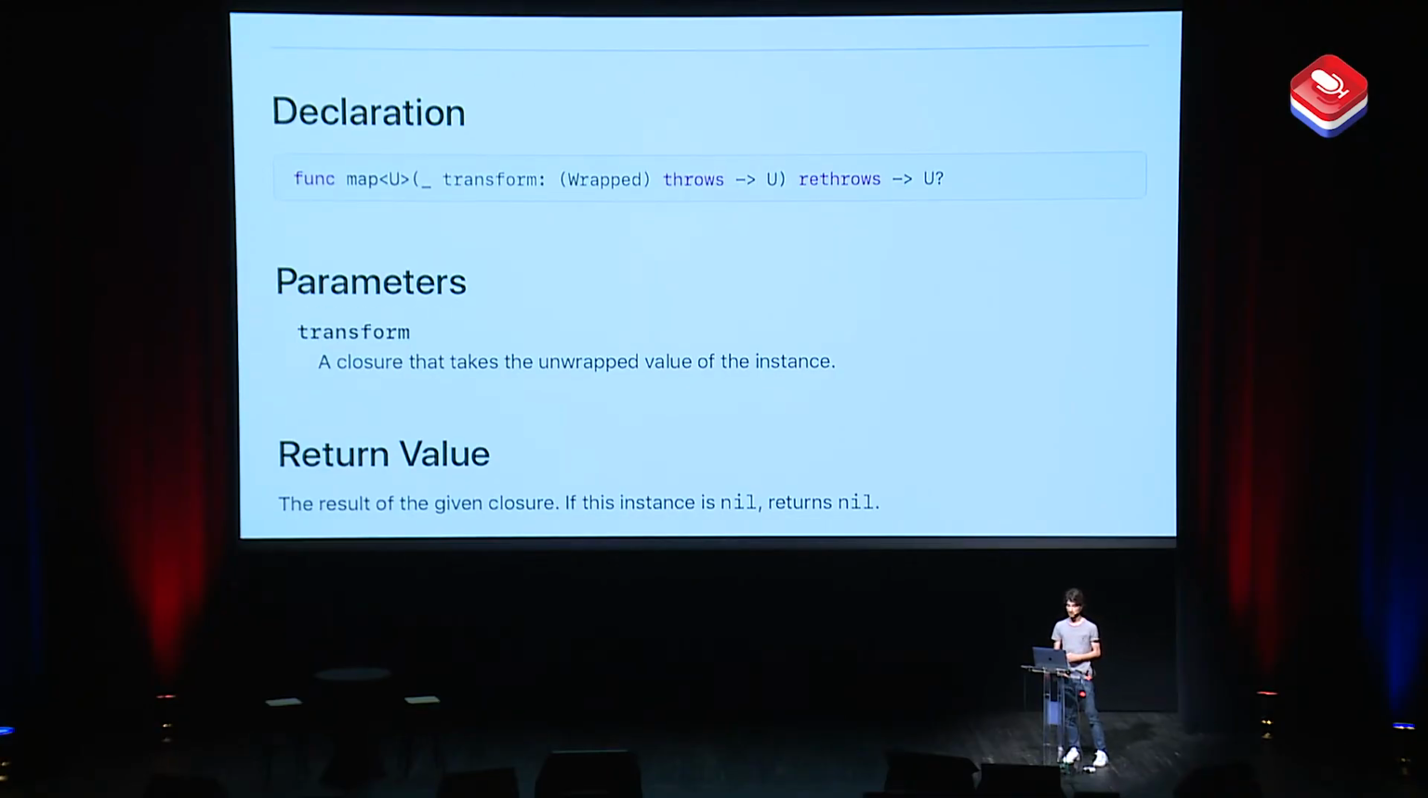So if we look at the code, because it's a little bit clearer, we can see that the signature is very close to what we have with arrays. We give map a closure to transform a value, and what it's going to do is that if there is an actual value in the optional, it's going to apply the transform and return the result, and if the optional is nil, it's just going to return nil and not apply the transformation, which makes sense.